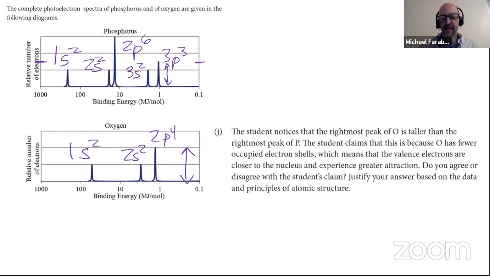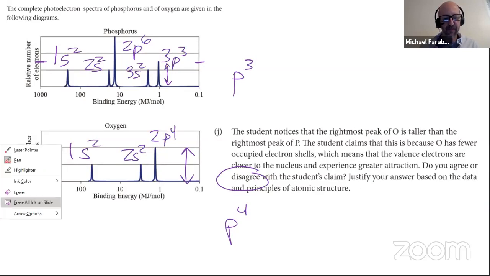Now, the student claims that this is because oxygen has fewer occupied electron shells, which means that the valence electrons are closer to the nucleus and experience greater attraction. So we have to disagree with this claim. We're focusing on P3 versus P4. So the height of the peak has to do with the number of electrons. It's not about the attraction, it's about how many electrons are in that particular orbital at that particular peak.